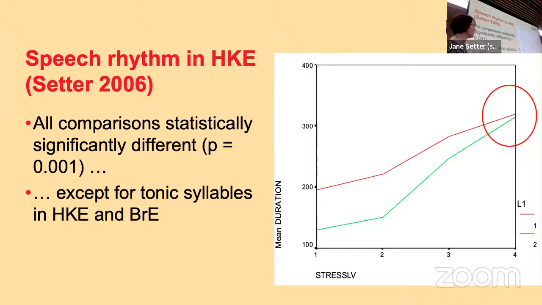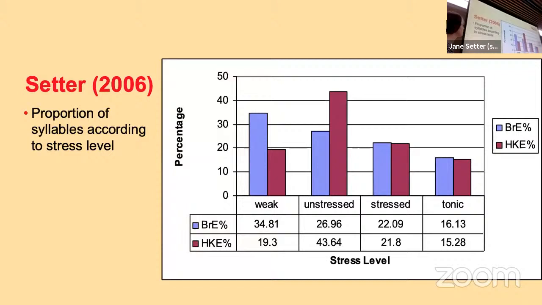And this is just the proportion of syllables according to stress level. In British English, that's the lilac-y blue bar, you can see that it goes down in a very, very gentle hierarchy. I actually had my external examiner ask if this was real, because it's so uniform. The weak syllables, there were so many more of those than there were of the tonic ones. And this is what we tell people: we say that schwa is the most common vowel in English. And it is. It really is in this data.